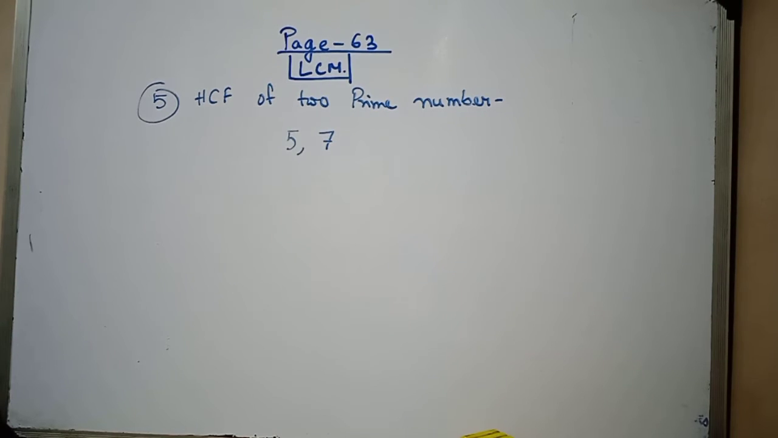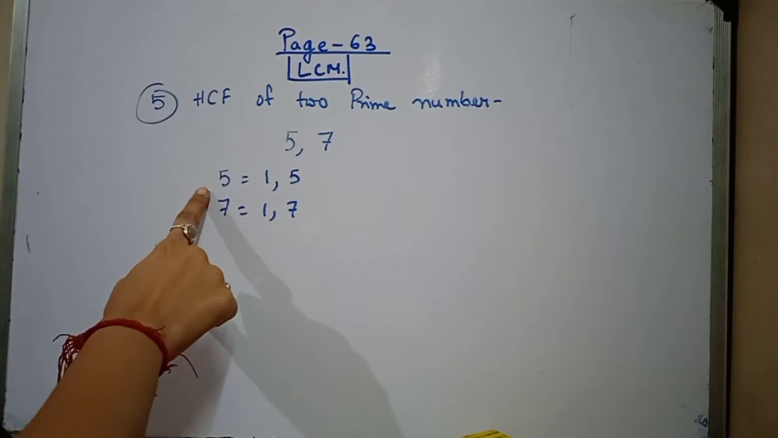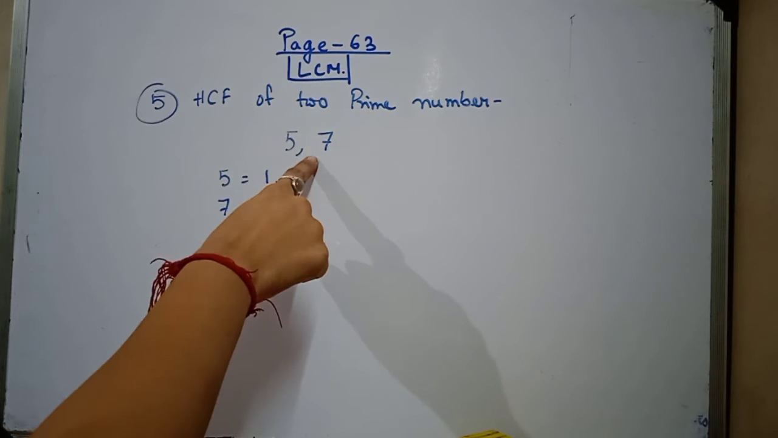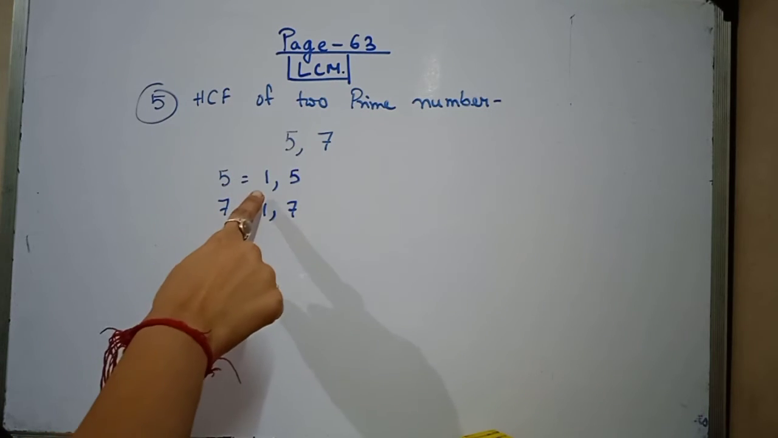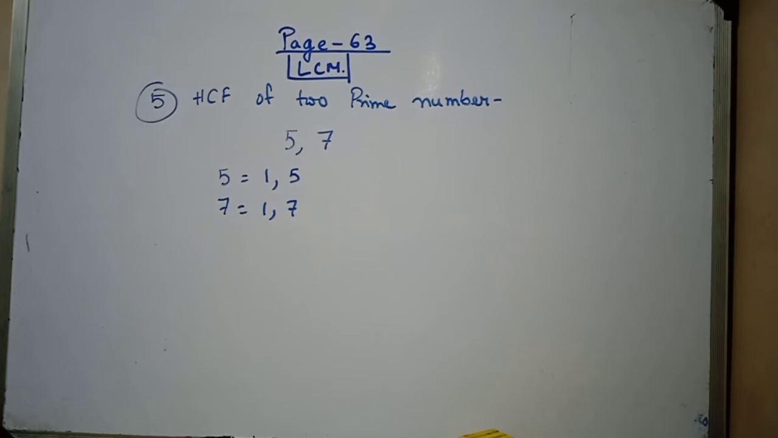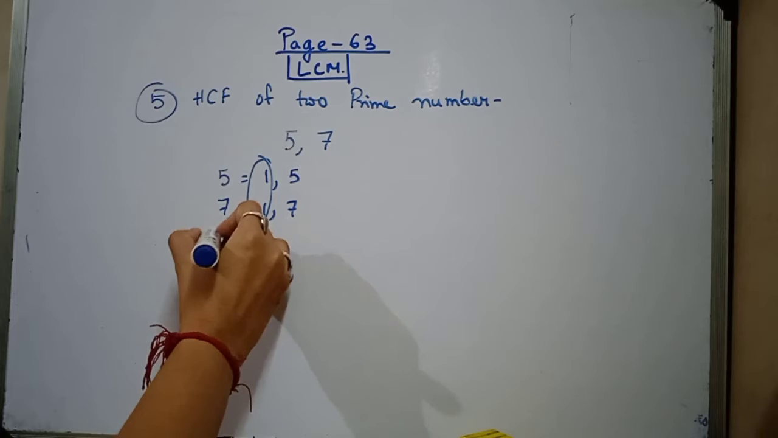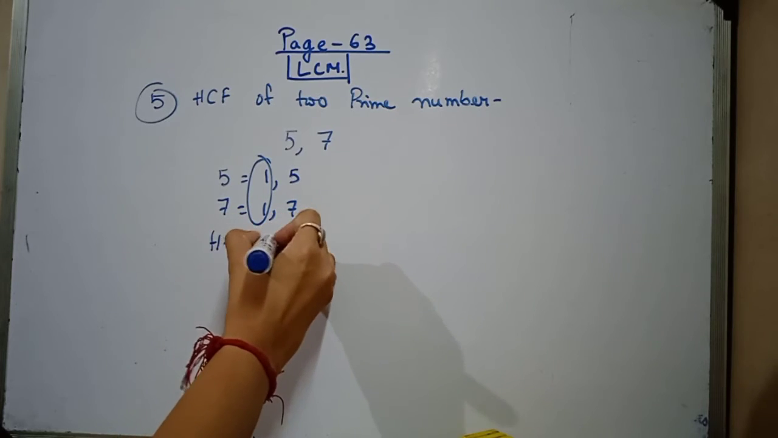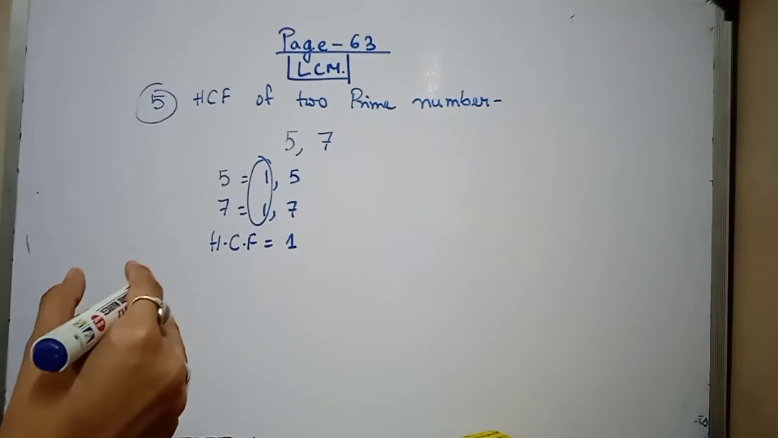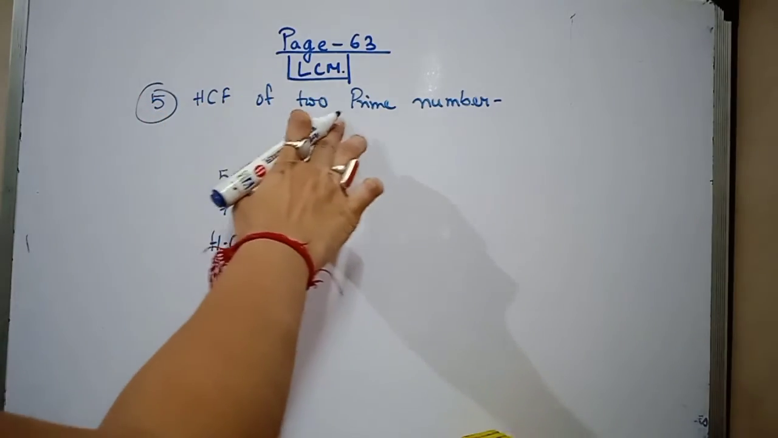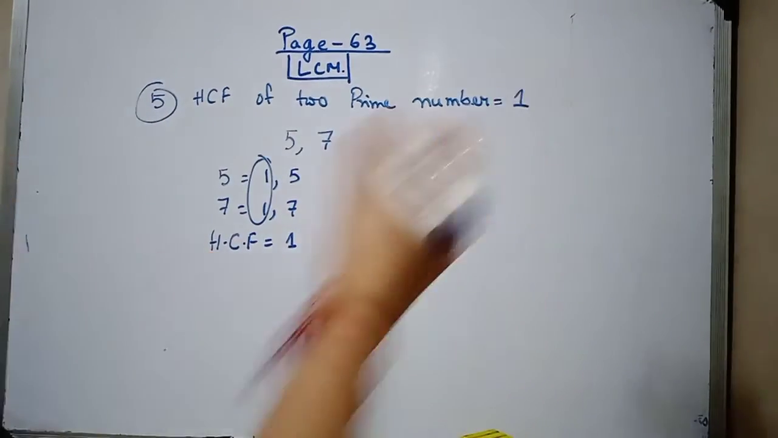No common factor. Be careful about the word factor, okay. We cannot find any factor which is common to 5 and 7. So what we get, 5 can only be divided by 1 and 5. 7 can only be divided by 1 and 7. So there is no common factor between 5 and 7 other than 1. So this HCF, that is the highest common factor, is 1 between two prime numbers. So the HCF of two prime numbers will always be 1.